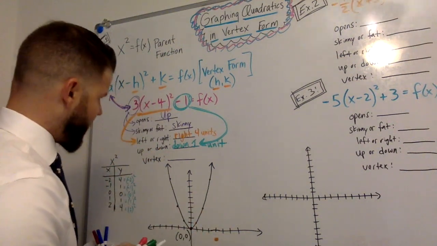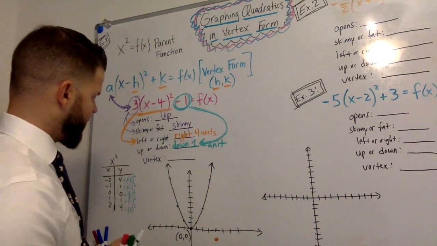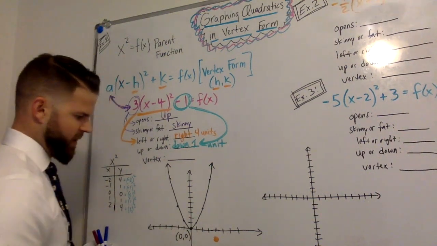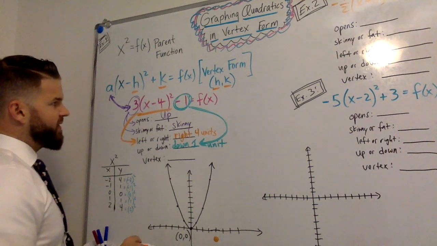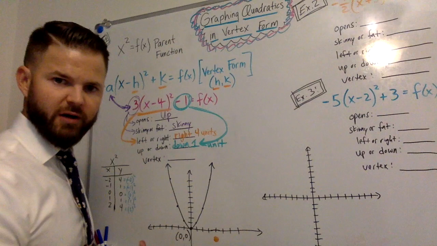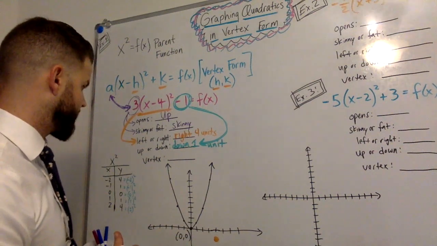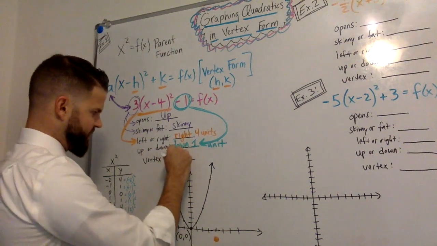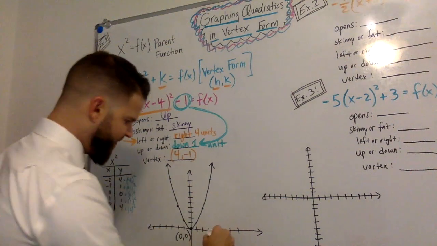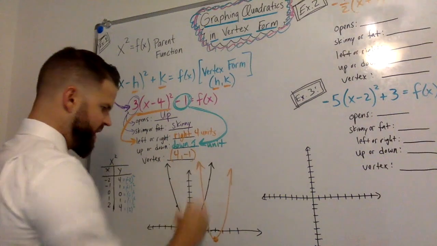So here, I'm going to change colors. I'm going to make this thing an orange graph. All right? So here, I've made this thing skinny. I've made this thing skinnier. I've changed the vertex on this guy. So now my vertex is simply 4, -1. Now, if I'm going to graph this thing, I can just make it a little bit skinnier. Scoop, scoop, scoop. This guy's skinnier.